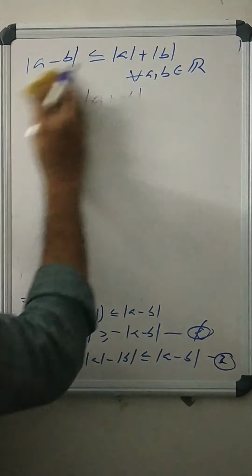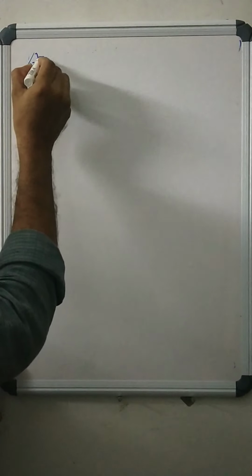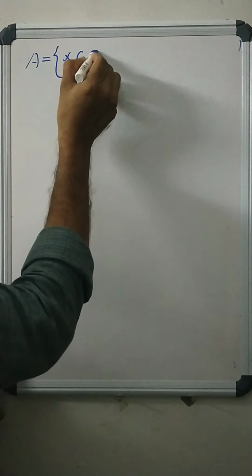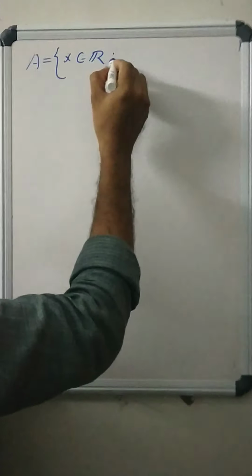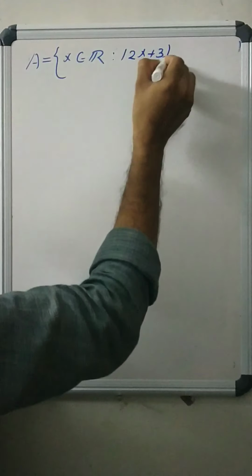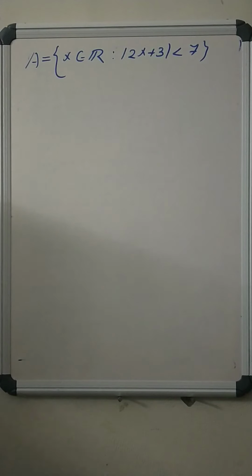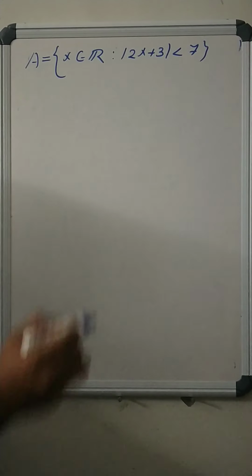So, by using these arguments, consider some problems. Determine the set E equals the set of all x in R such that modulus of 2x plus 3 is strictly less than 7. So, what is here?